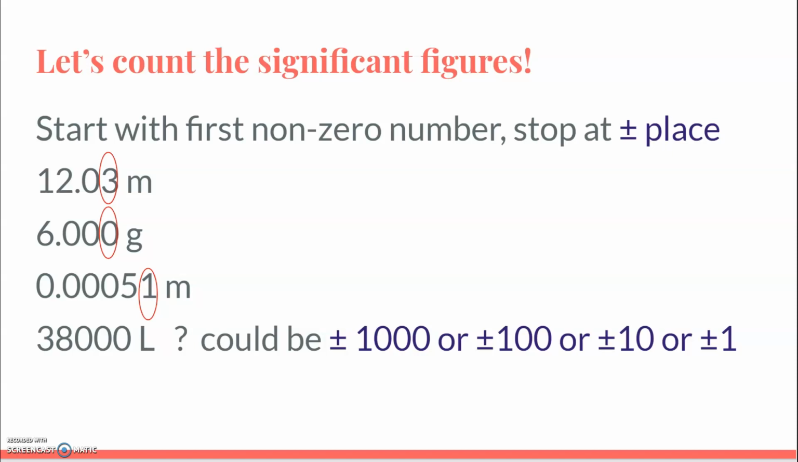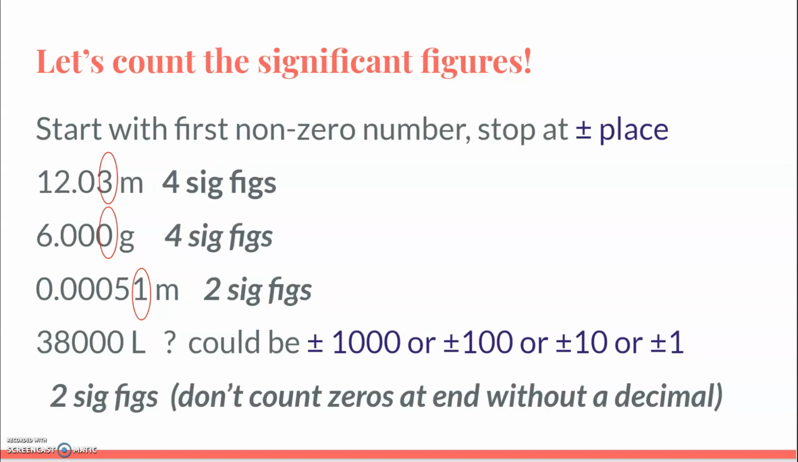Now, let's go ahead and count them. We know where to start, and we know where to stop. We're going to start at the first non-zero number, reading left to right, and we're going to stop where that plus or minus place is. So I have circled here the plus or minus place for these, and remember this last one, we don't know where the plus or minus place is unless they tell us, so we're going to assume it's here at the 8, unless somebody tells us differently. So go ahead and pause and see if you can count them.